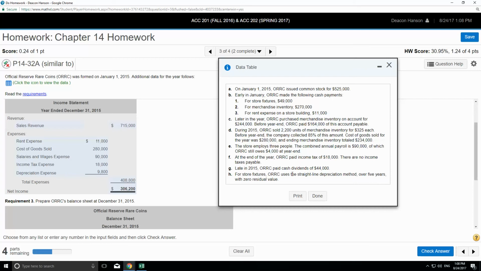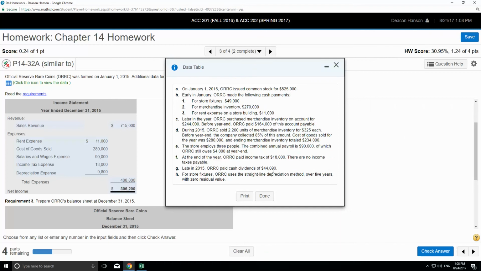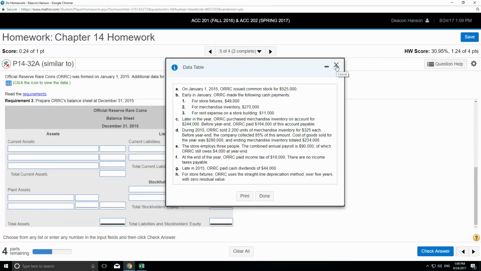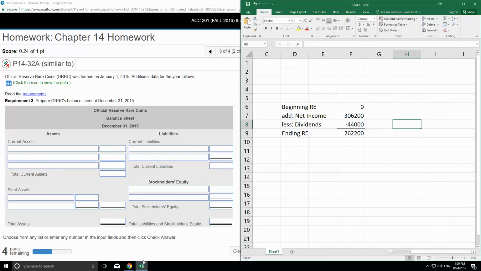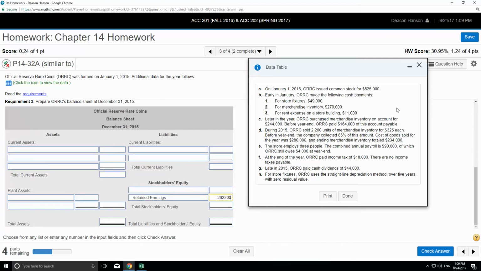Okay. And then we'll scan through our data sheet here. And I think they may have mentioned the dividend. Yeah, item G. They paid $44,000 in dividends. Right here. See right here, G? $44,000. So that's what we're going to subtract. So if we do that math, we got an ending retained earnings balance of $262,200. So that's got to go over here into stockholders' equity, $262,200.